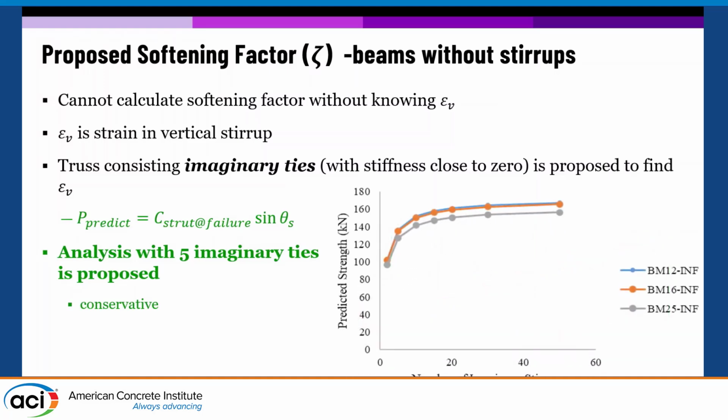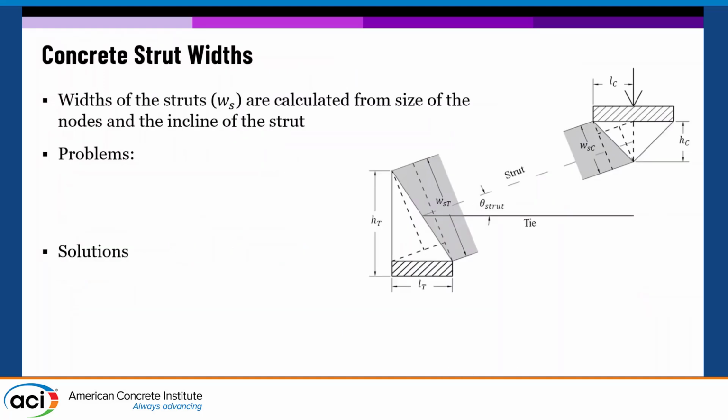5 is quite conservative. You can see that as you put more and more of these imaginary ties, the solution converges. So we could use 10, but 5 is conservative, and we thought it's a lower bound solution, so maybe 5. So that's what we did for calculation of the softening factors.